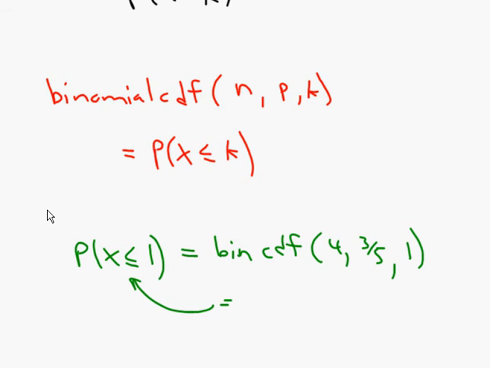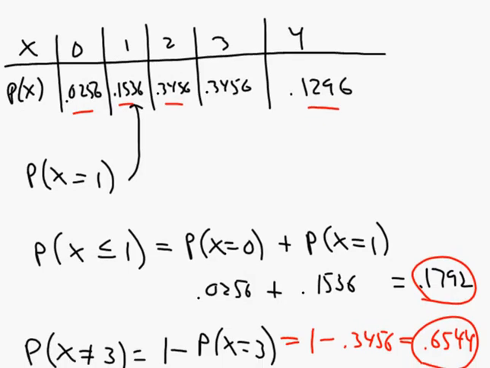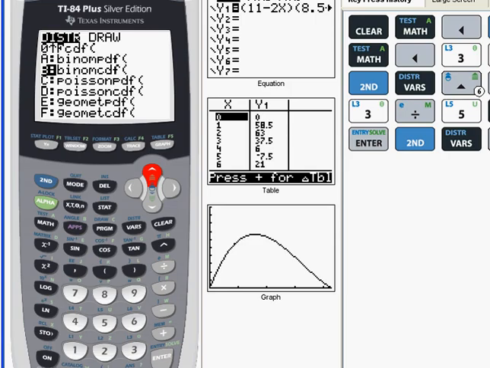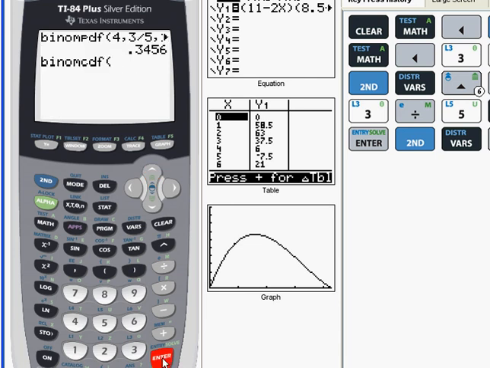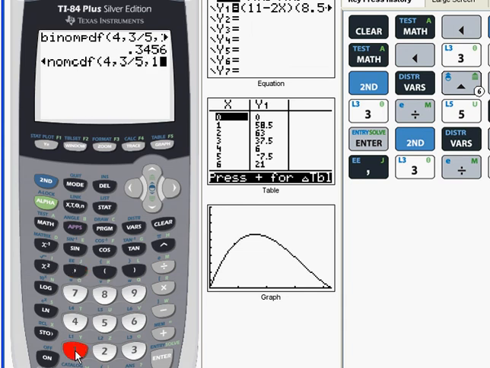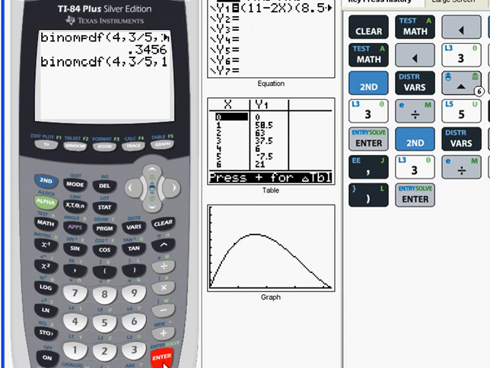Just to remind ourselves, if we go back to our notes, we had done that problem a moment ago. Here it was. It was equal to 0.1792. You can see that right here. We had to add 2 cases ourselves. My claim is the calculator is going to do this for us. So binomial CDF 4, 3/5, 1, close parenthesis, enter, and there it is, 0.1792.